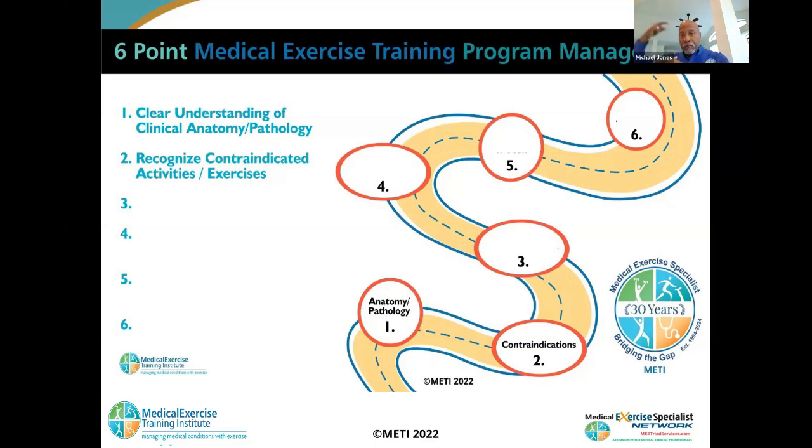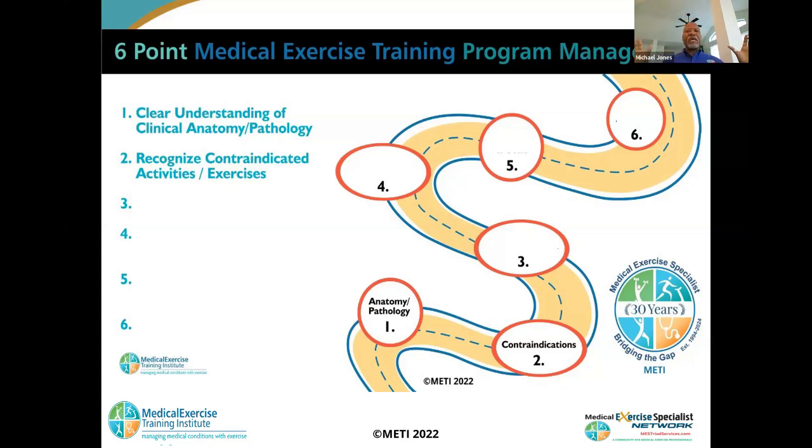So number one, understand the clinical anatomy and pathology of the client's condition. Number two, what should we not do with this client? With a total hip replacement, a posterior approach, we don't want to do too much hip flexion, adduction of the hip, and internal rotation, because that can cause that hip to dislocate.